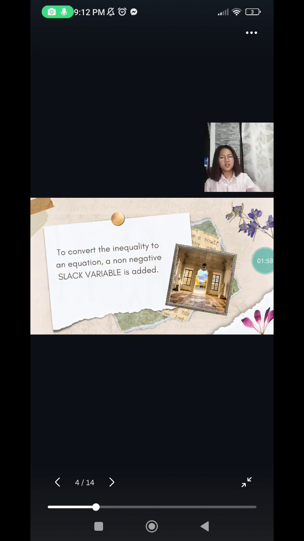Third, to convert the inequality to an equation, a non-negative slack variable is added. For example, 10 x sub 1 plus 10 x sub 2 is less than or equal to some value. How will you make it equal? We will add a slack variable to make it equal. Next.